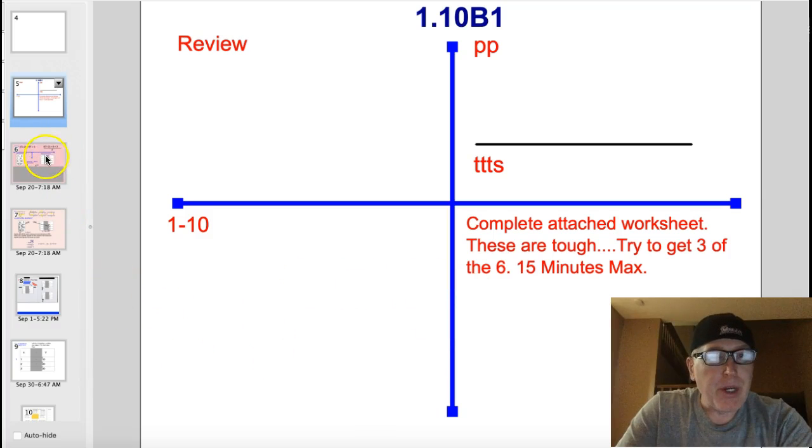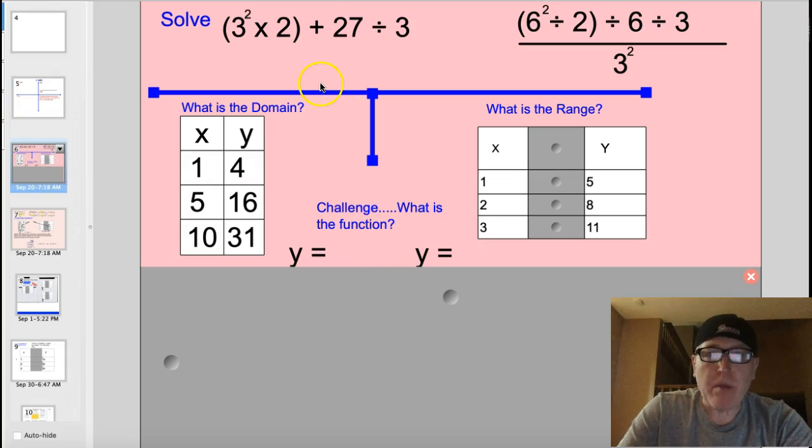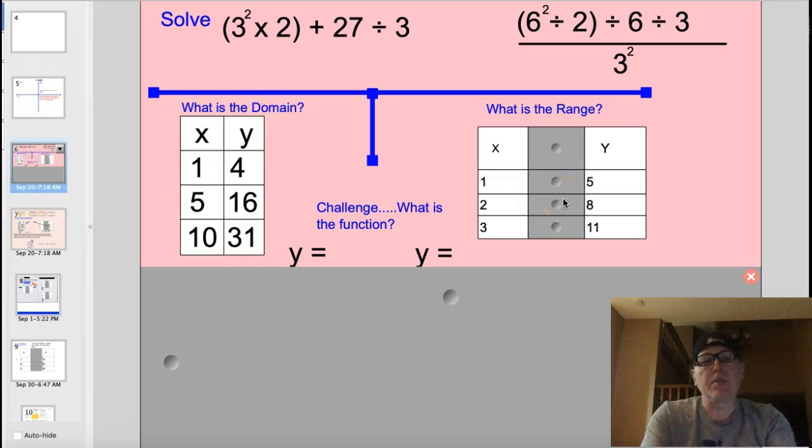Here we go. Let's get started with 5 minutes on a review today. Here are the problems. You got 1, 2, and then you also have a domain and a range problem, and your challenge is to see if you can write a function, a y equals statement for these two. Go ahead and give it a shot.